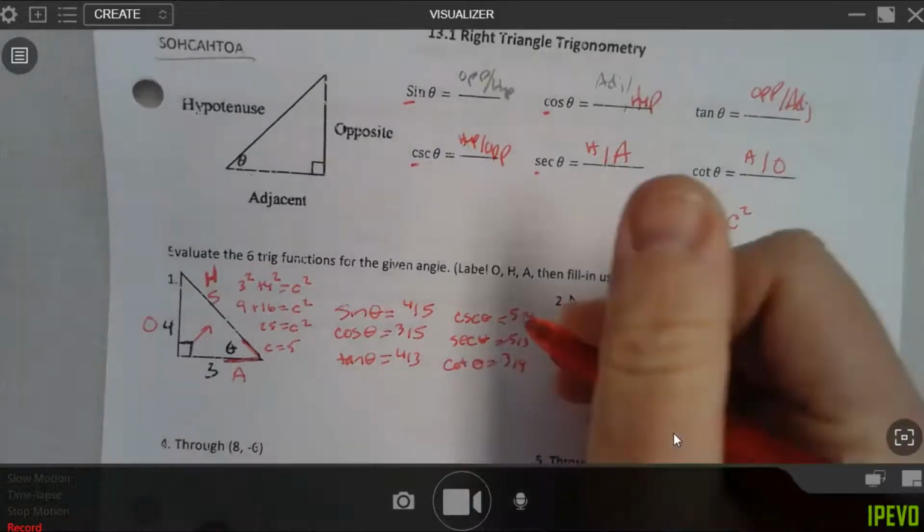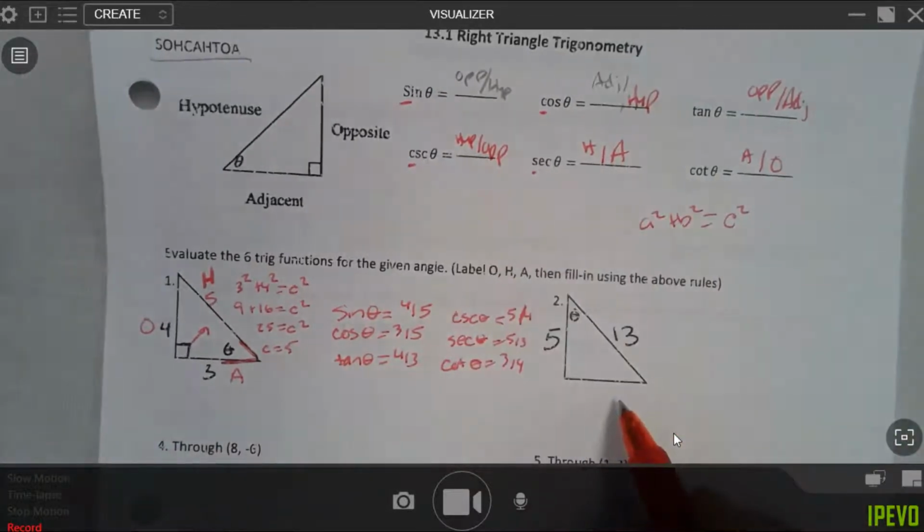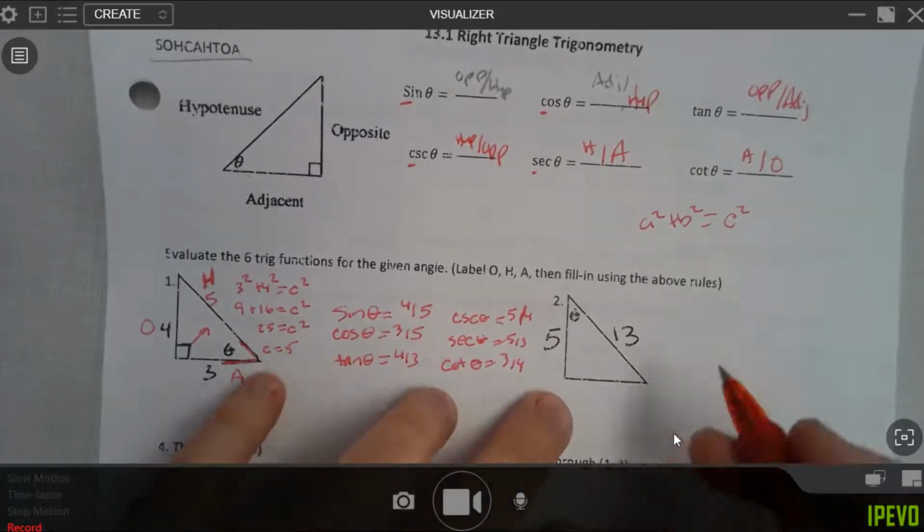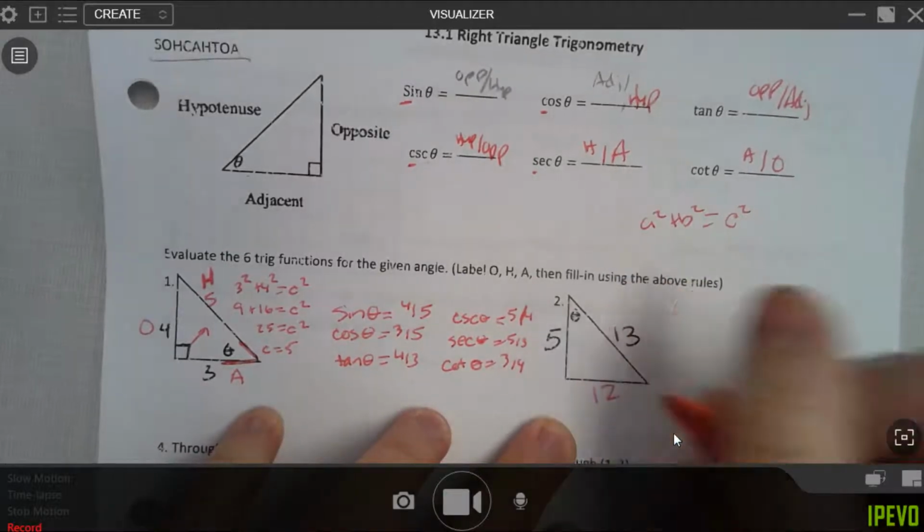So go ahead and pause the video and see if you can find your missing side here, and then come back and see if you're correct. Make sure you pause it, you cheaters. I love you.